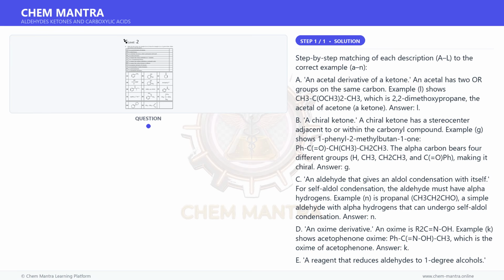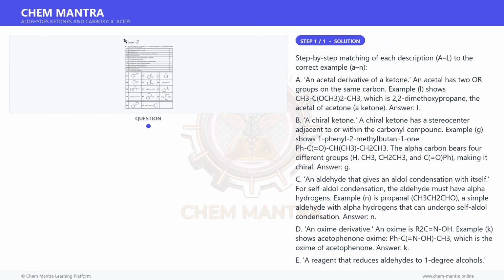Answer, B-G. C, an aldehyde that gives an aldol condensation with itself. For self-aldol condensation, the aldehyde must have alpha hydrogens. Example N is propanal, CH3CH2CHO, a simple aldehyde with alpha hydrogens that can undergo self-aldol condensation. Answer, C-N. D, an oxime derivative. An oxime is R2C=NOH. Example K shows acetophenone oxime, PhC=NOH-CH3, which is the oxime of acetophenone.